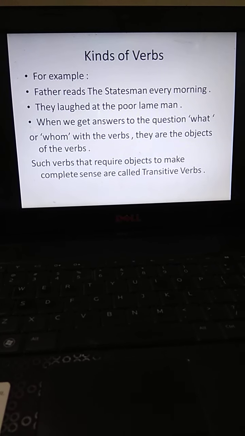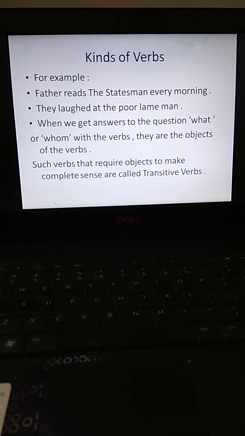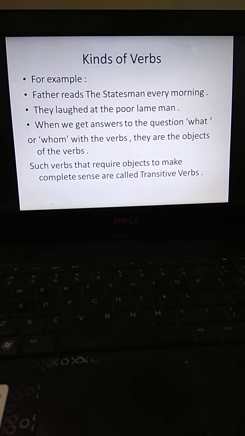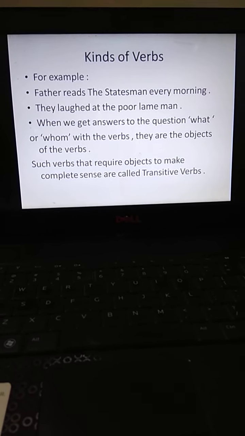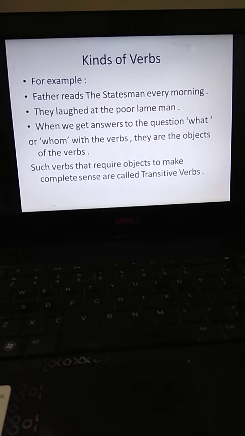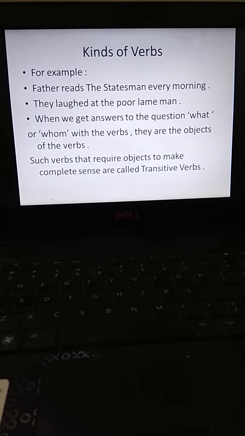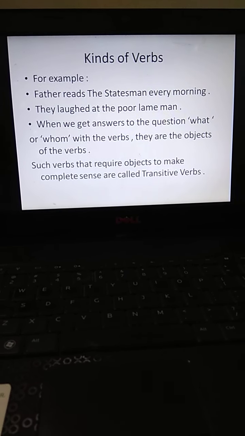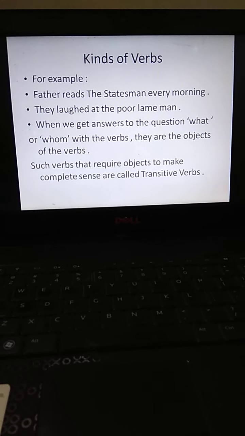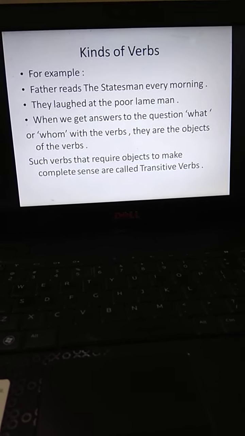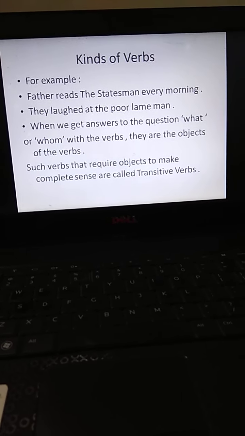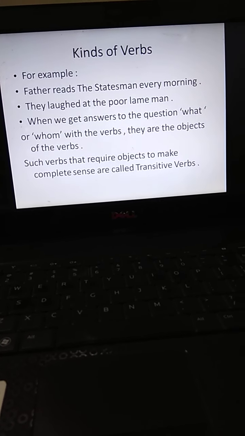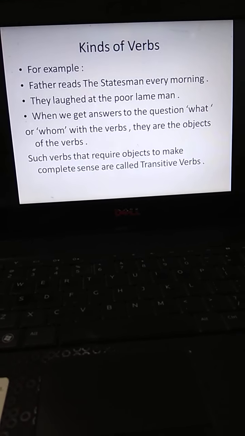We see that the action of the verb passes over to something. Anything that the action passes over to is called the object of the verb. When the verb in a sentence has an object, it is said to be a transitive verb. Verbs that require objects to make complete sense are called transitive verbs.